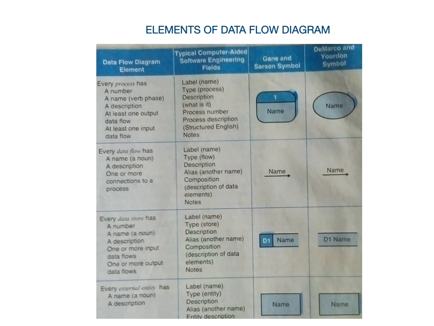Then the other one is a data store. A data store is simply a database that houses data that is being captured, the entity that information is being captured about. As we go on, you will understand what I mean by that. So a data store has a number, a name, which is also a noun, a description, one or more input data flows, and one or more output data flows. Finally, we have the external entity, which has a name, usually a noun, and a description.